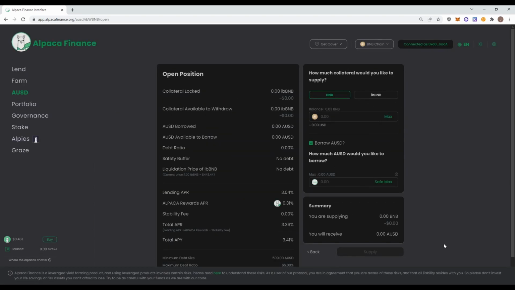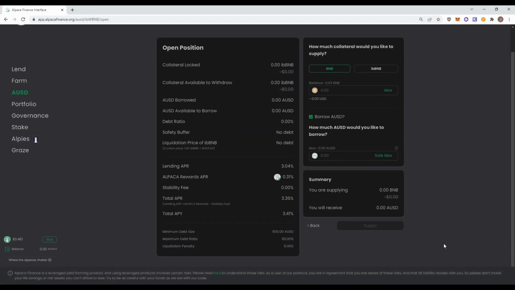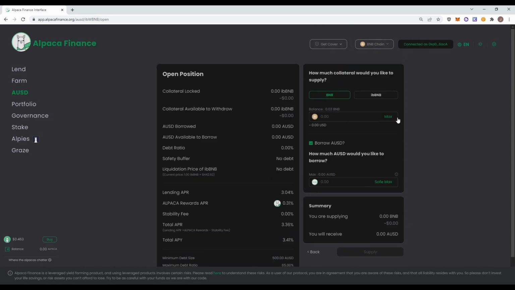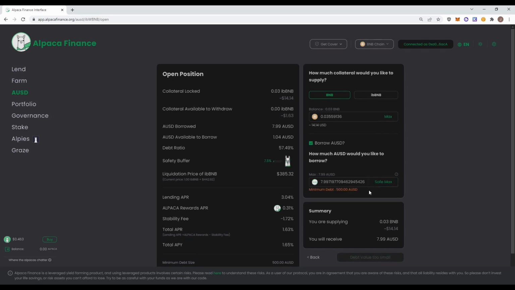If we click here on open position, this is what we are presented with. First thing we have to do is to select the amount of BNB we want to collateralize and the amount of AUSD we want to borrow. For the sake of this video, I'm not going to meet the minimum debt of 500 AUSD. Instead, I'm just going to walk you through what all of this means.